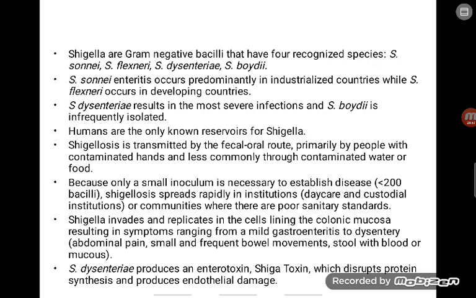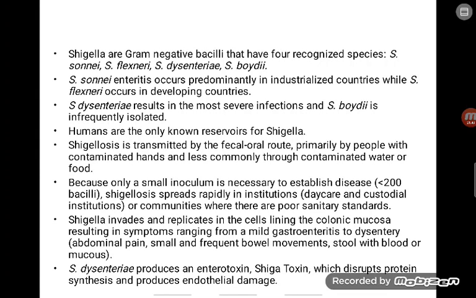Humans are the only known reservoir for Shigella. Shigellosis is transmitted by the fecal-oral route, primarily by people with contaminated hands, and less commonly through contaminated water or food, because only a small inoculum is necessary to establish the disease, less than 200 bacilli. Shigellosis spreads rapidly in institutions such as daycare and custodial institutions, or sometimes in communities where there are poor sanitary standards. Shigella invades and replicates in cells lining the colonic mucosa, resulting in symptoms ranging from mild gastroenteritis to dysentery.